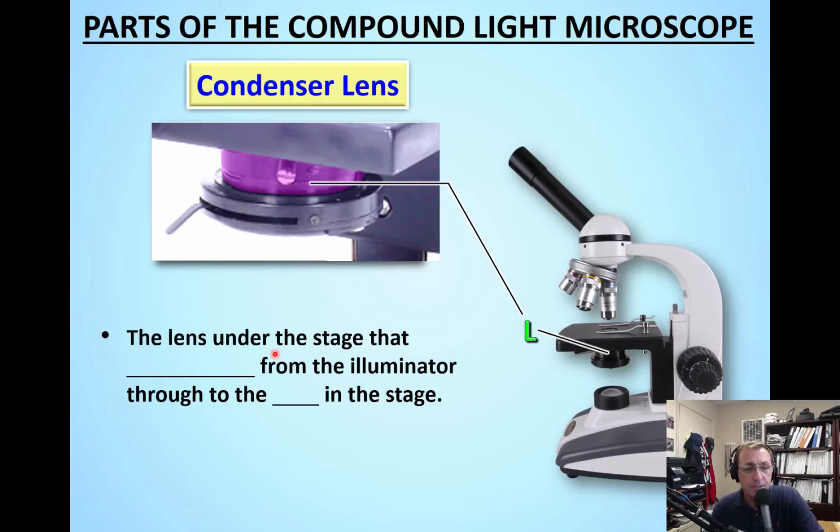The lens under the stage that blank focuses light from the illuminator, there's that word again, through to the hole in the stage. Okay, so it's going to take this light, focus it in. You can adjust the amount, and then it's going to send it through the hole in the stage, through the specimen on the slide, and then up through your objective lens and so on until it reaches your eyepiece.